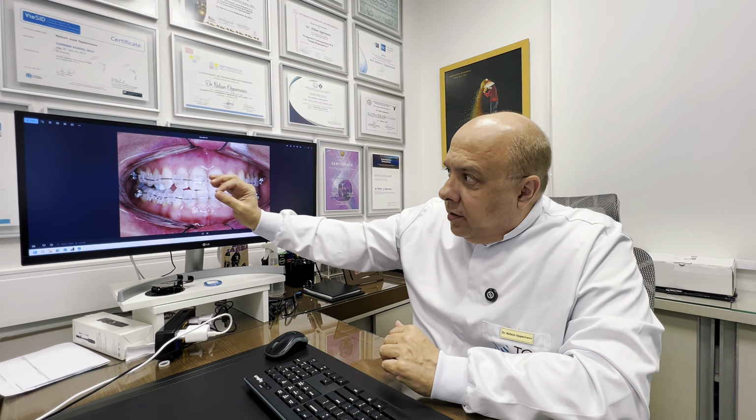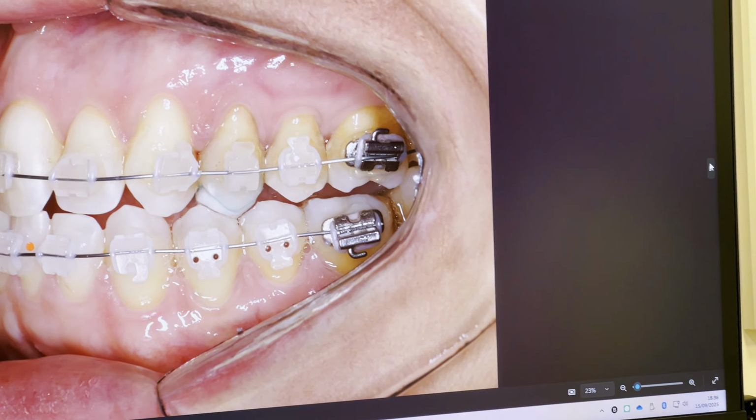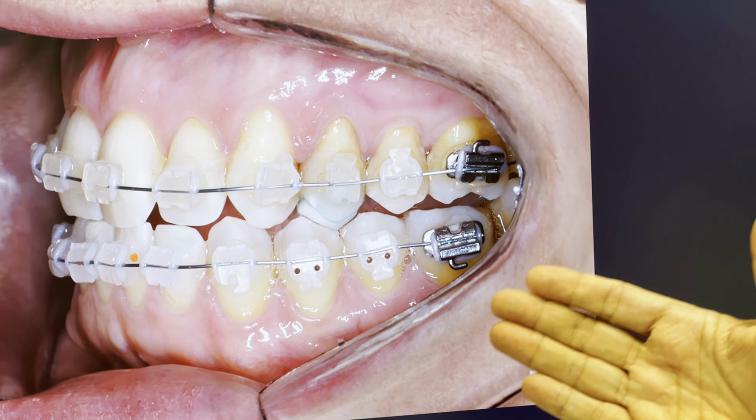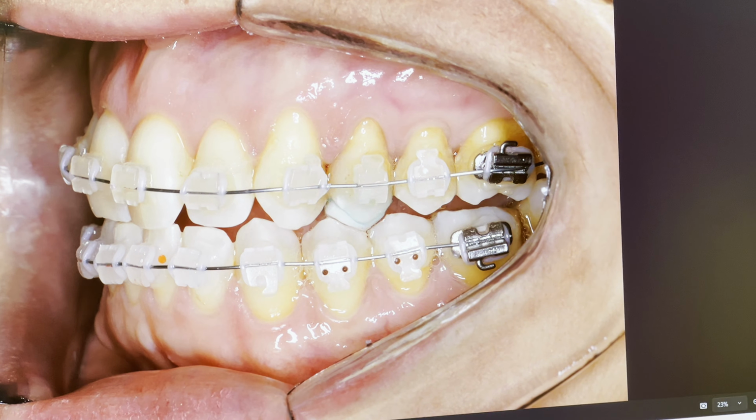So now the case is ready to mount. And sometimes people say, oh, the patient will suffer, this is very uncomfortable. No, the patient feels very good because she doesn't have any more pain. This is a temporary moment, very temporary.